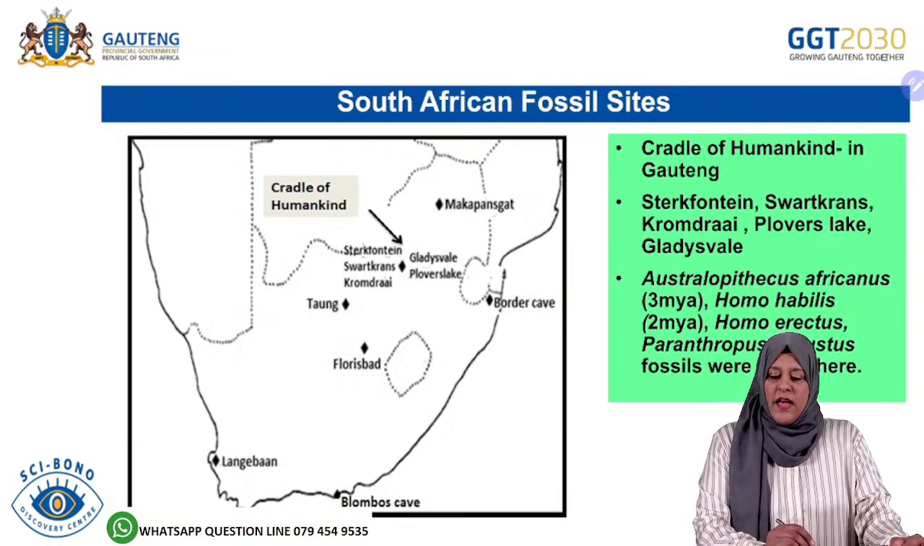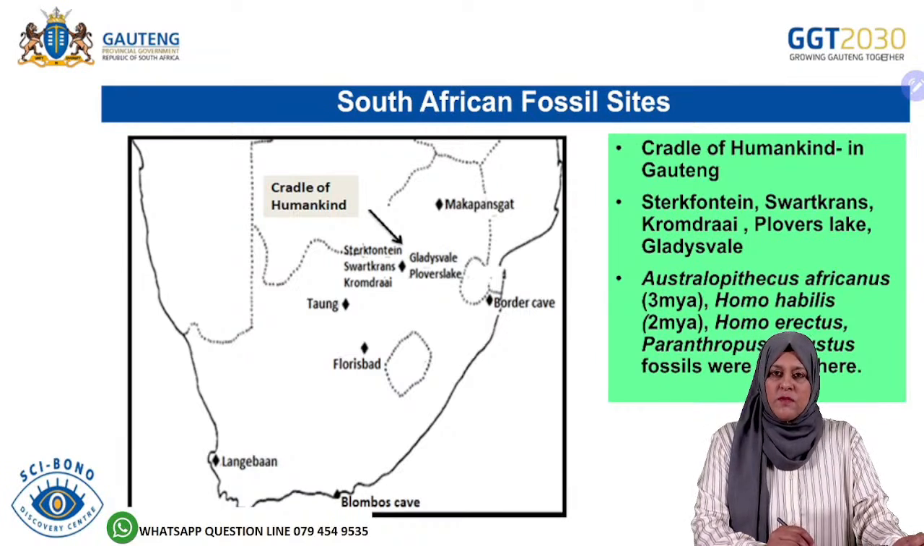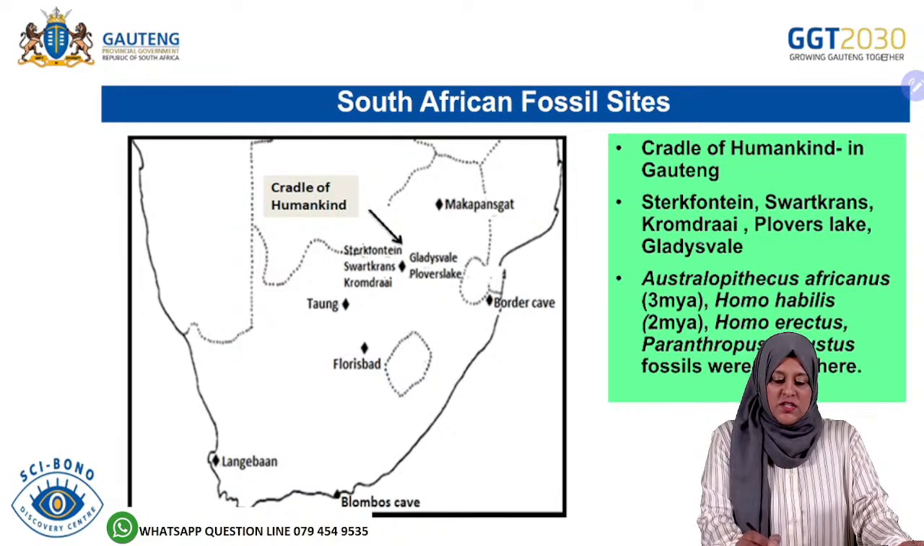In South Africa, we have the Cradle of Humankind, and that is the Sterkfontein Caves in Gauteng. These are limestone caves in the Cradle of Humankind, in which more than 700 hominin fossils were discovered, right? And you need to know about the important ones that we are going to discuss. So we're looking at Sterkfontein, Swartkrans, Kromdraai, Plover's Lake, Gladysvale. These are all the important fossil sites here in South Africa in Gauteng, right? And as I said, Taung is in the Northwest Province.